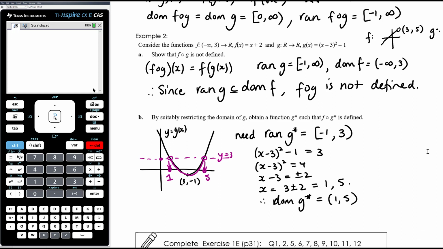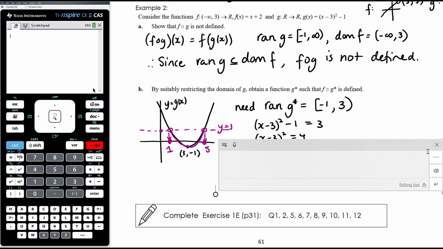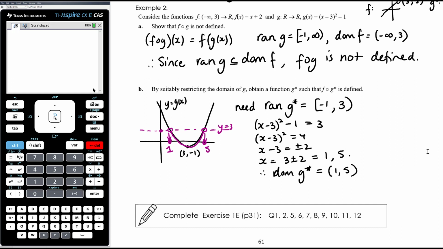And if we make the domain that, the range will be what we need it to be, and therefore the composition will exist. Okay, so let's just make sure we've answered the question. By suitably restricting the domain of G, obtain a function G star. So a function involves both domain and rule. So G star has domain from 1 to 5, and its rule is still going to be the same as the rule for G. So that is (x minus 3) all squared, take away 1.